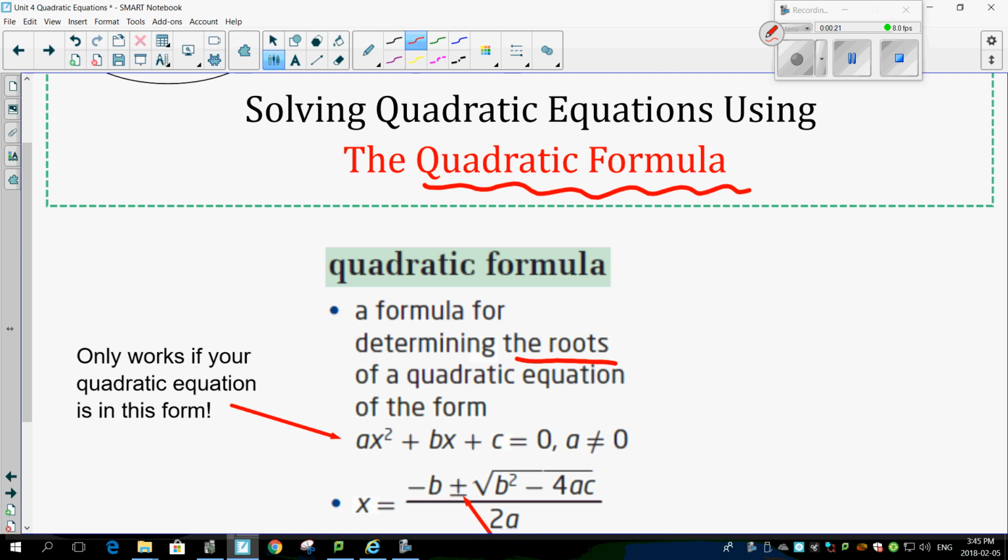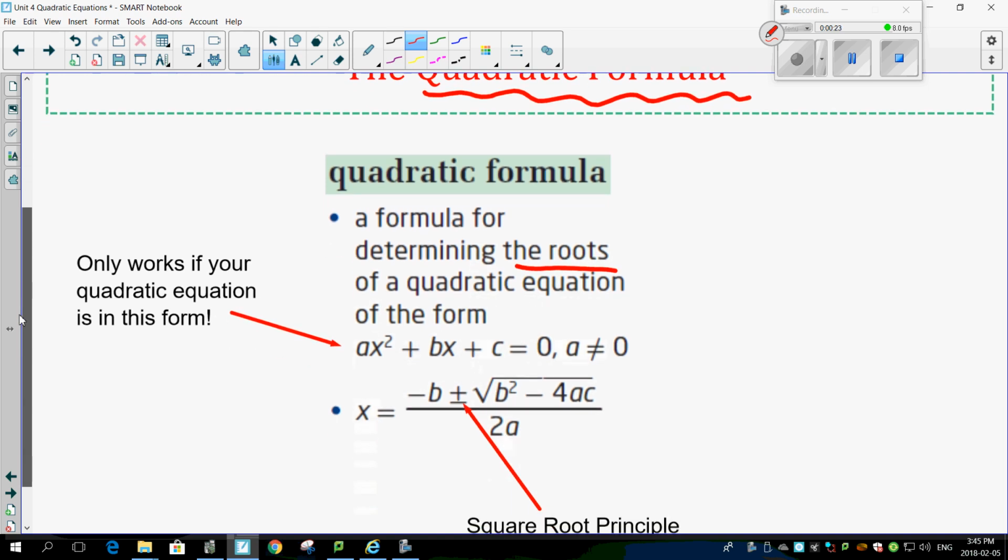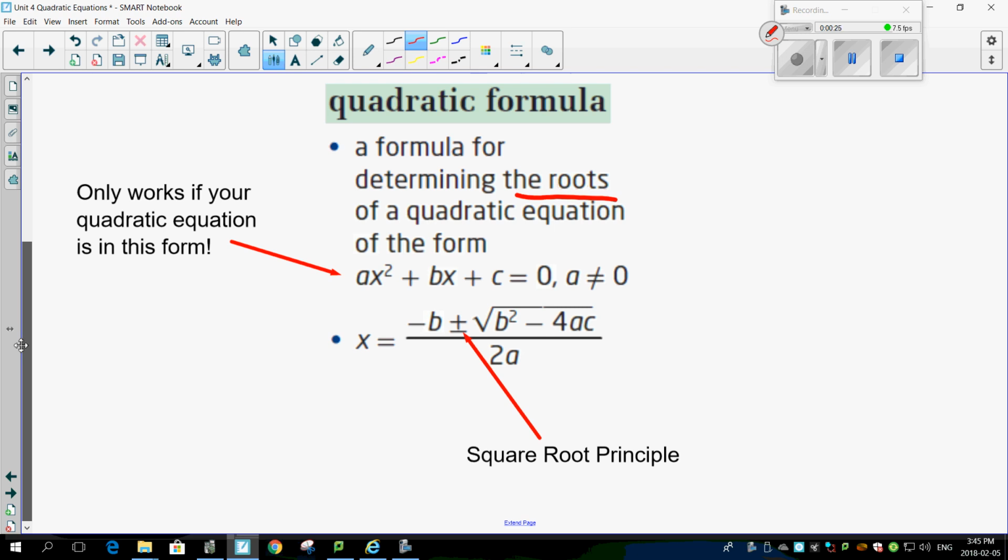But here's what's really important. It has to be in standard form. It cannot be in any other form. It can't be in vertex form. It has to be in standard form. So ax squared plus bx plus c.